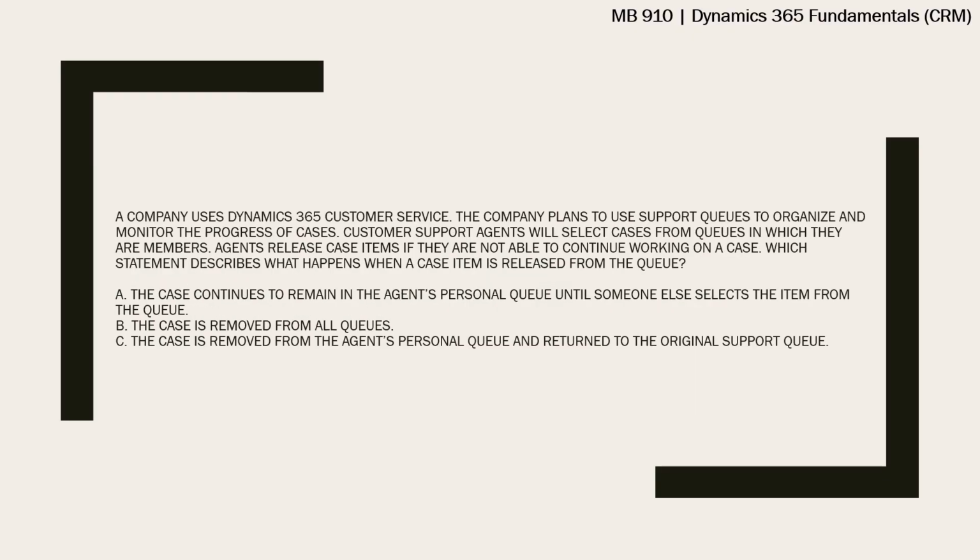A company uses Dynamics 365 Customer Service. The company plans to use support queues to organize and monitor the progress of cases. Customer support agents will select cases from queues in which they are members. Agents release case items if they are not able to continue working on a case. Which statement describes what happens when a case item is released from the queue?